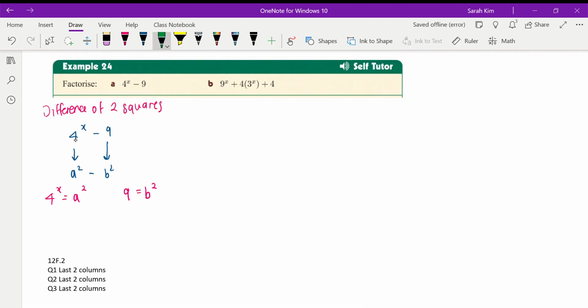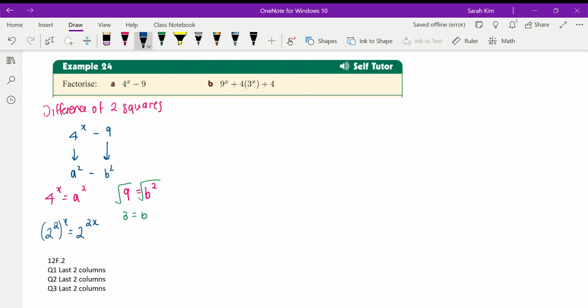B is a little bit easier. 9 is b squared, so if I square root both sides, I should be able to find it easily. So b is 3. But a looks a little bit tricky. I can't really square root both sides, so what I need to do is make sure the 4 is the prime number. So 4 can be written as 2 to the power of 2, and then the x, so it's to the power of x, meaning it's 2 to the power of 2x.